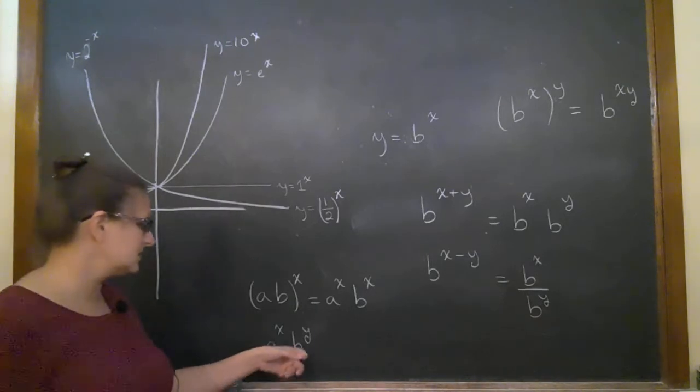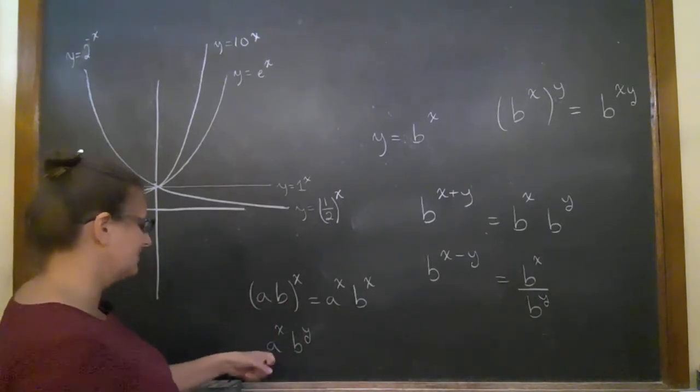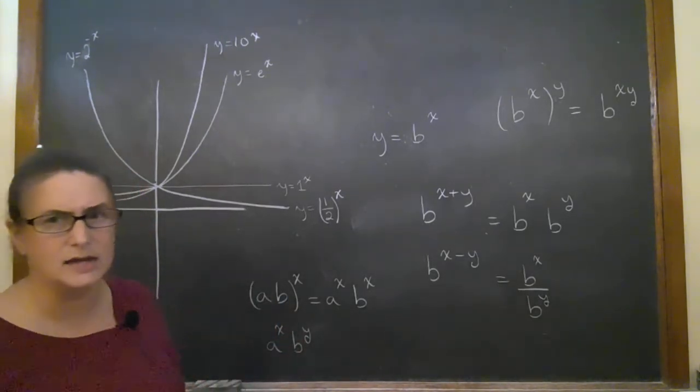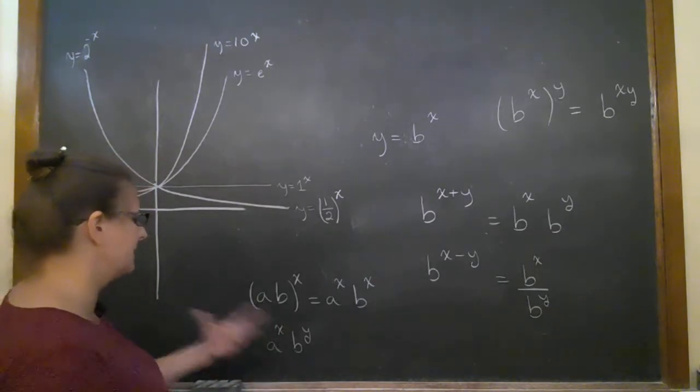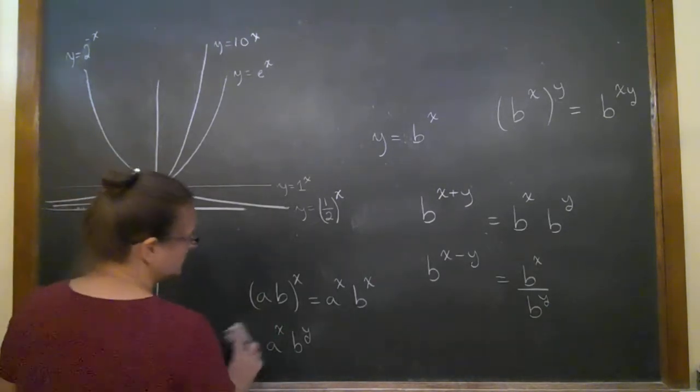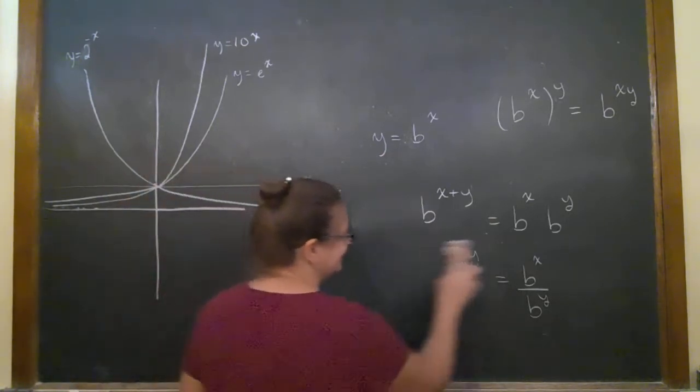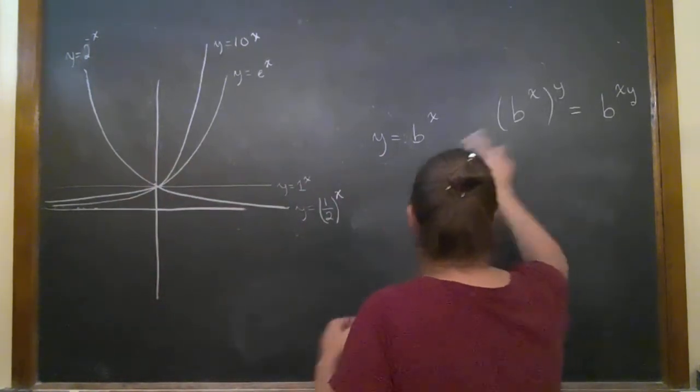Unless one of these is a multiple of that or some weird thing like that. In general, if it's a to the x, b to the y, I'm done. I can't do anything with that. So that's just some very quick discussion of laws of exponents.